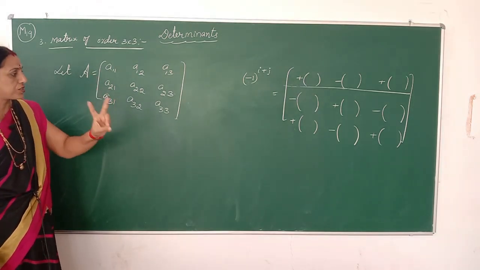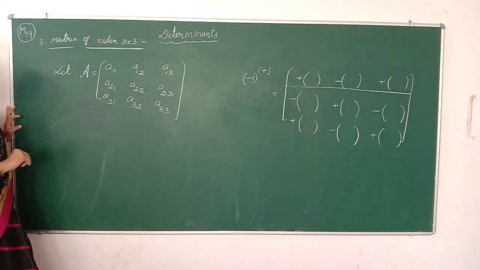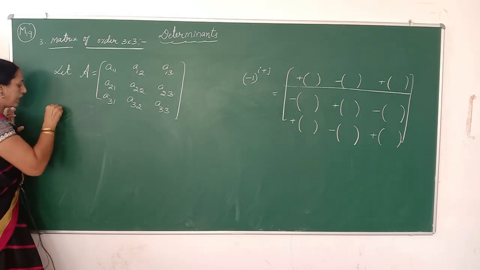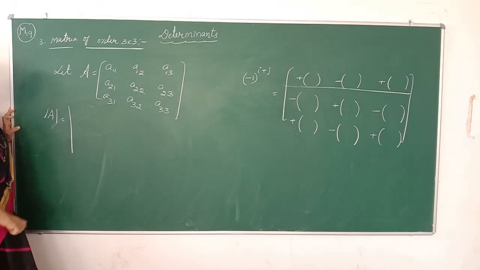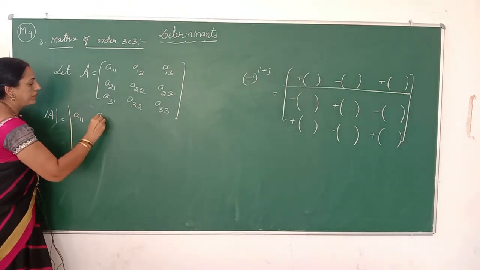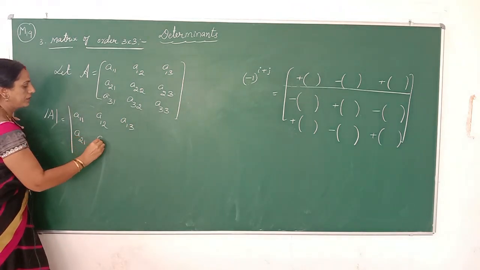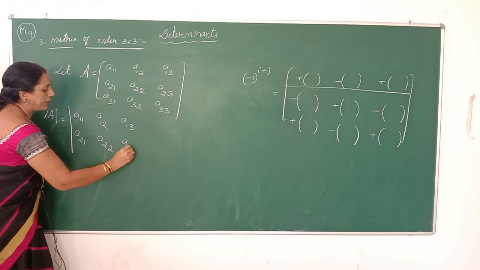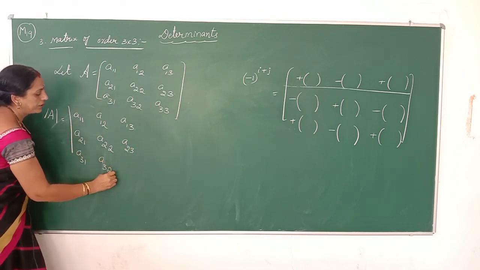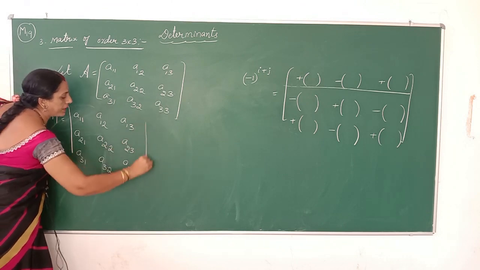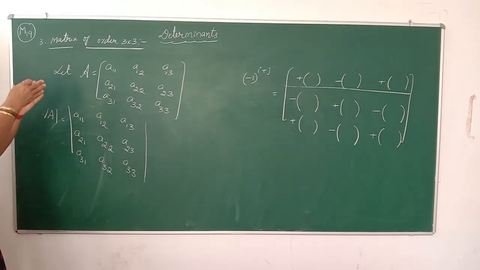So now I will explain 2 types of expansion, and after that we will follow any one of them. First, delta A, or the determinant of A, can be written as the determinant of A11, A12, A13, A21, A22, A23 and A31, A32, A33. These elements of the matrix of order 3 cross 3 can be expanded by using the form of determinant.